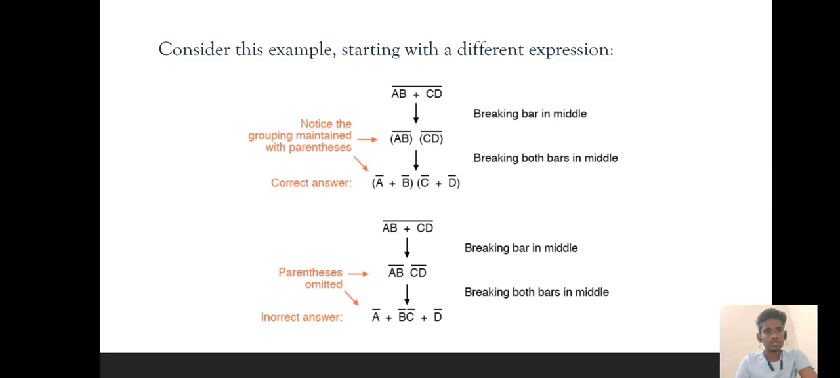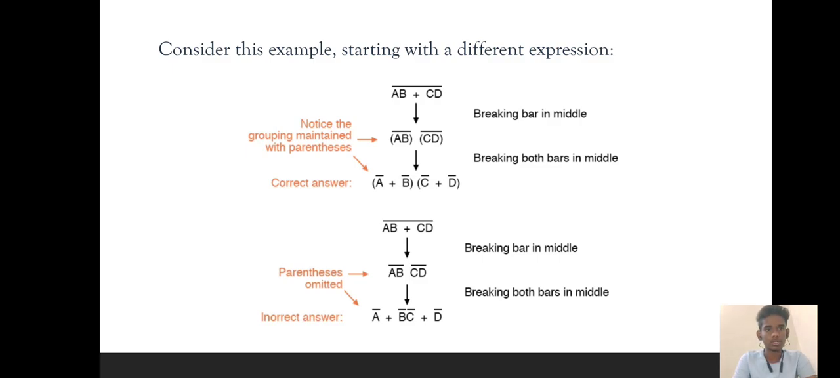Consider these examples starting with a different expression. A into B plus C into D, whole bar, gives A into B whole bar and C into D whole bar, which gives A bar plus B bar and C bar plus D bar. A bar, A into B plus C into D, whole bar, gives A into B whole bar, C into D whole bar, which gives A bar plus B into C whole bar plus D bar.